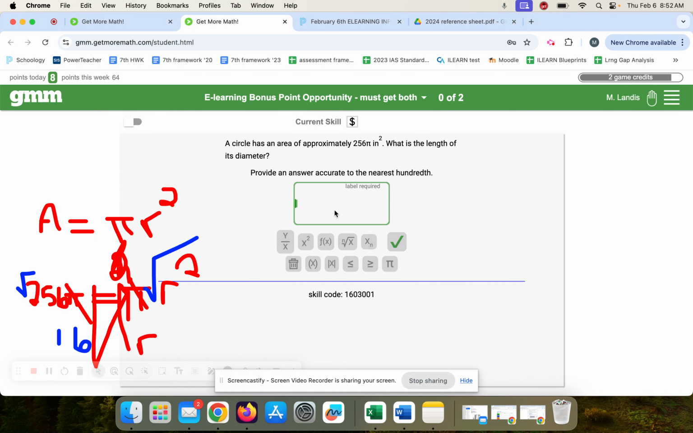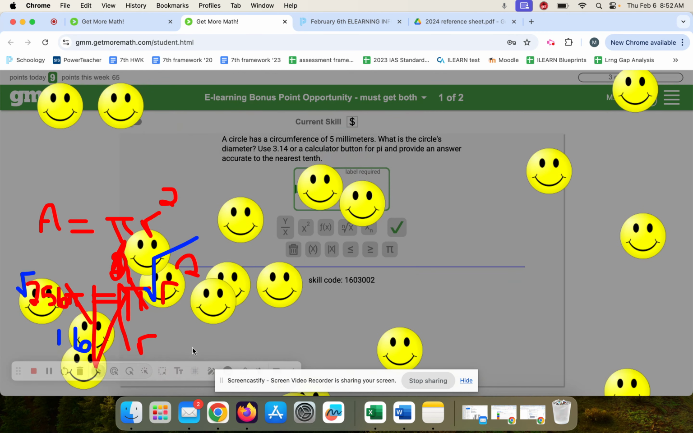Now, be very careful. What is the length of the diameter? Label required. The radius is 16. The diameter is not 16. The diameter then would be 32, and it is in inches. It is not squared, because all you're doing now is you're telling me the length of the diameter all the way across the circle. Radius, 16. Diameter, 32 inches, not squared. Okay?